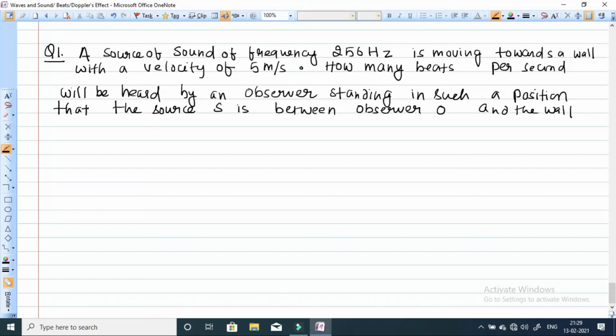Okay. Now speed of wave, or speed of sound, it is given, it is equal to 330 meter per second. Now let's analyze this problem, then we will solve this problem. First we will read this question again. So a source of sound of frequency 256 Hz, its actual frequency is given. Okay, so actual frequency is given, it is equal to 256 Hz.